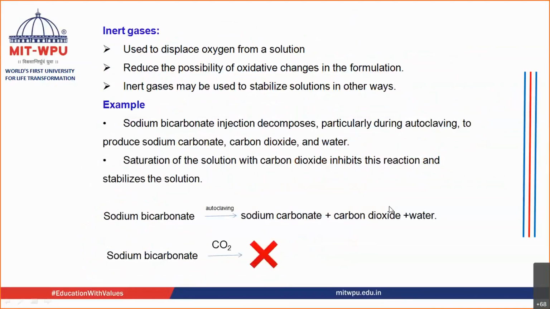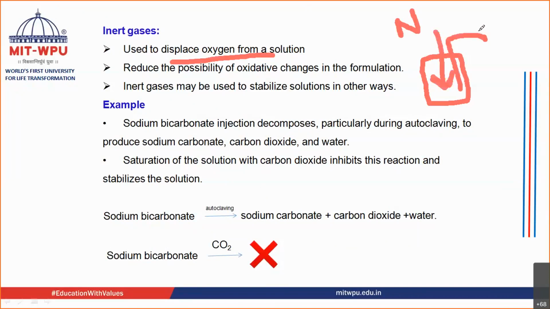Going on further, we have already talked about the inert gases. So inert gases can also be used. What they do is they basically remove the oxygen that is present at the top. So it displaces the oxygen from the solution. So what you do is you add these inert substances, that is basically nitrogen or carbon dioxide. When you add nitrogen or carbon dioxide inside the formulation, oxygen is getting removed from it.